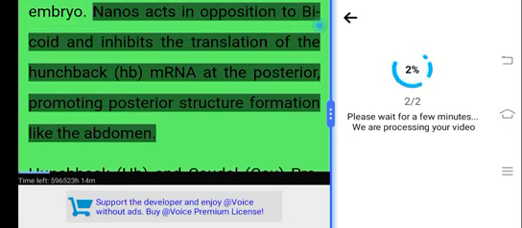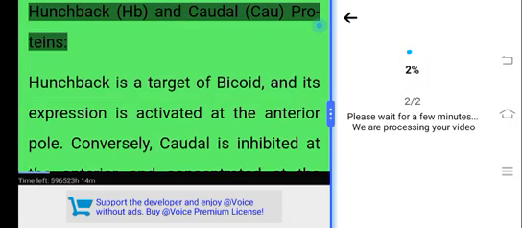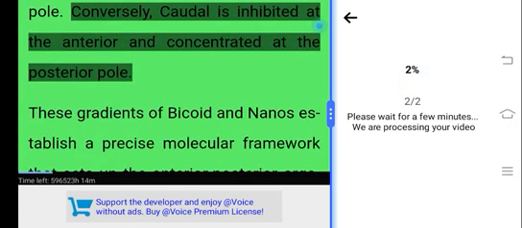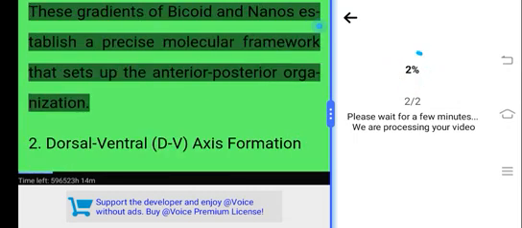Nanos acts in opposition to bicoid and inhibits the translation of the hunchback (HB) mRNA at the posterior, promoting posterior structure formation like the abdomen. Hunchback (HB) and caudal (CAD) proteins: Hunchback is a target of bicoid, and its expression is activated at the anterior pole. Conversely, caudal is inhibited at the anterior and concentrated at the posterior pole. These gradients of bicoid and nanos establish a precise molecular framework that sets up the anterior-posterior organization.